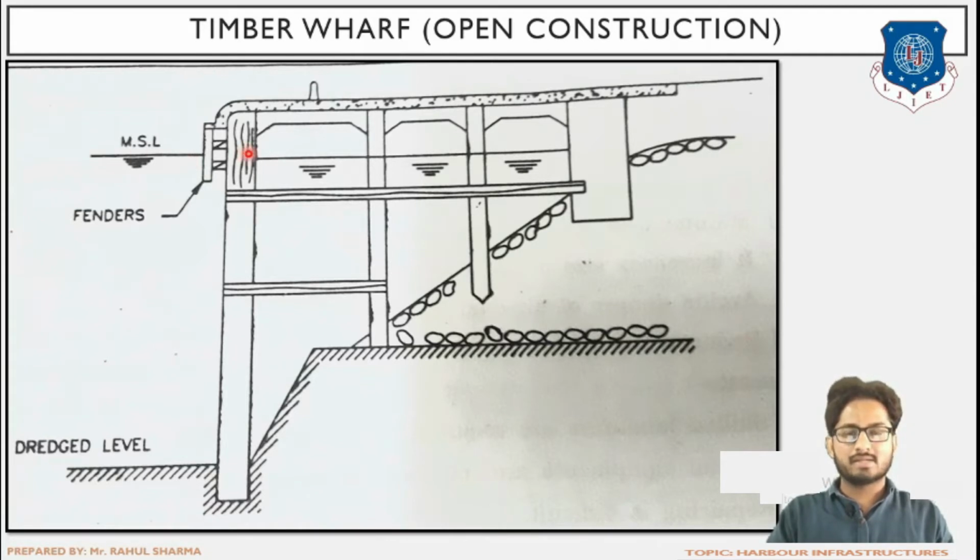So when the ship will move towards the platform, if there is no fender existing, then it will cause damage to the ship as well as to the platform. So fenders are provided so as to absorb the shock energy and to make sure that there is no damage to the ship as well as the existing platform. And MSL is the mean sea level. And lastly, here basically the level of sea bed has been shown. That is the level of existing sea bed at the bottom, and this is the water level.